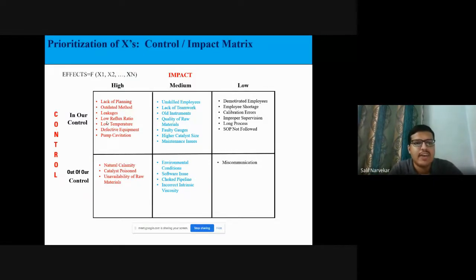Talking about examples of in our control and out of our control. In our control, it can be studying more for the exams to get more marks, and out of our control is something like the COVID crisis, which is a black swan event over which no one has any control. This is just a qualitative analysis, and this is just some dummy data present here. And this was just done to showcase the implementation of this prioritization matrix.